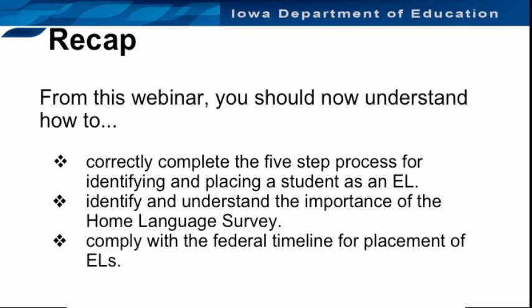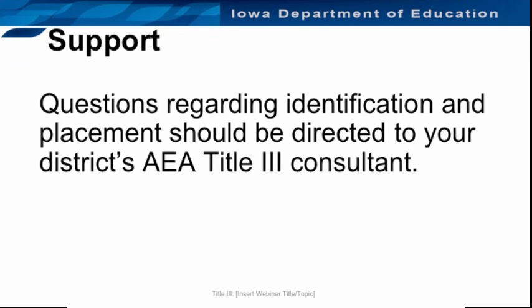Let's recap. From this webinar, you should now understand how to correctly complete the 5-step process for identifying and placing a student as an English learner, identify and understand the importance of the home language survey, and comply with the federal timeline for the placement of English learners. Questions regarding identification and placement should be directed to your district's AEA Title III consultant.